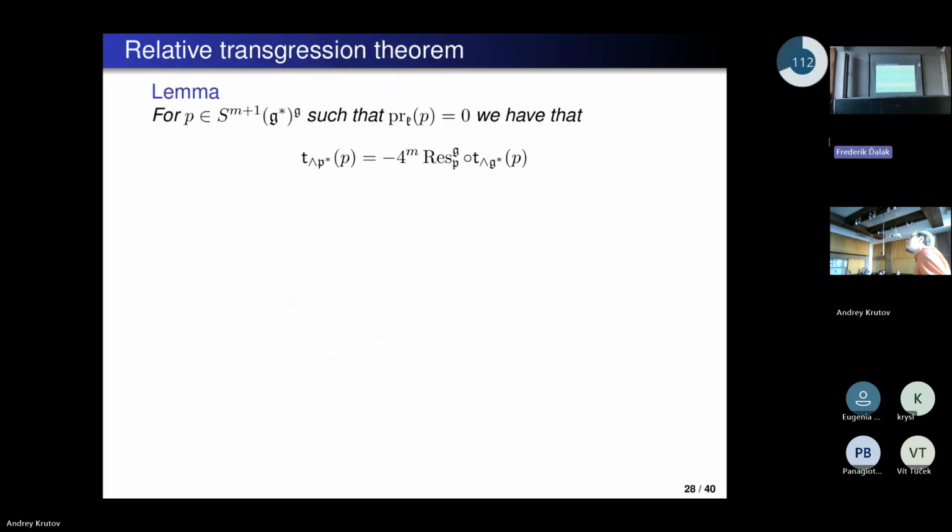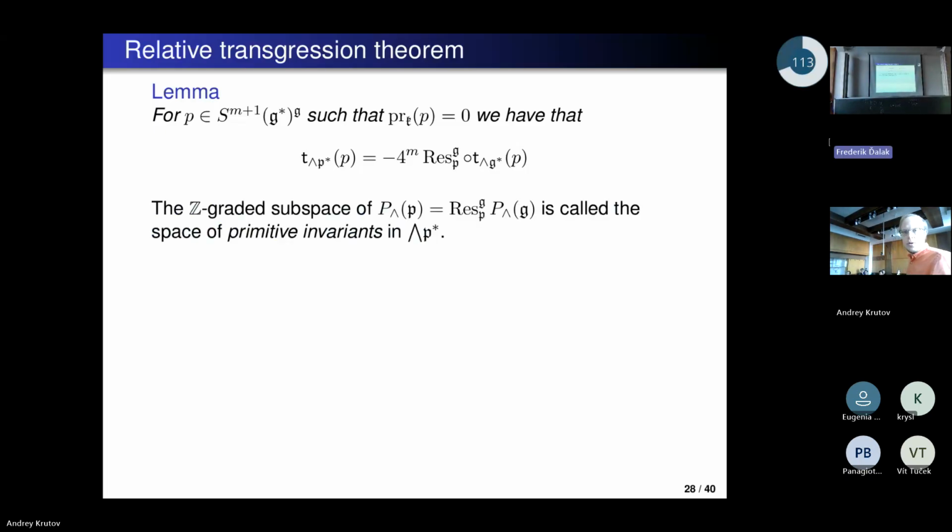And you can quantize this and prove the nice version of the transgression theorem: that these relative transgressions are restrictions of absolute transgressions, so transgressions in the whole Weil algebra, which allows us to give the following definition of primitive elements as restrictions of primitive elements in G.